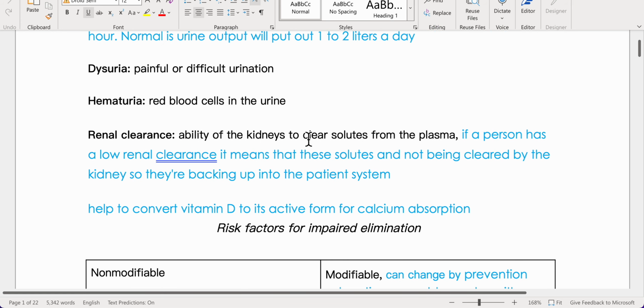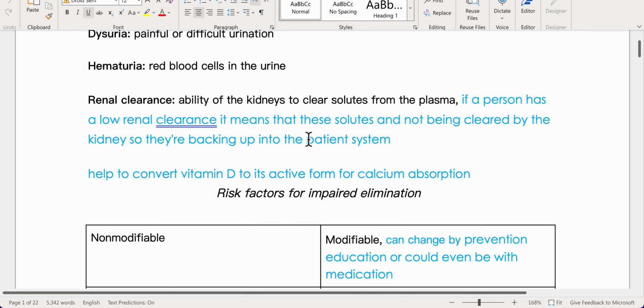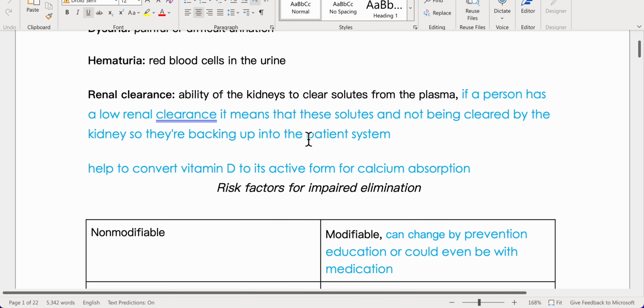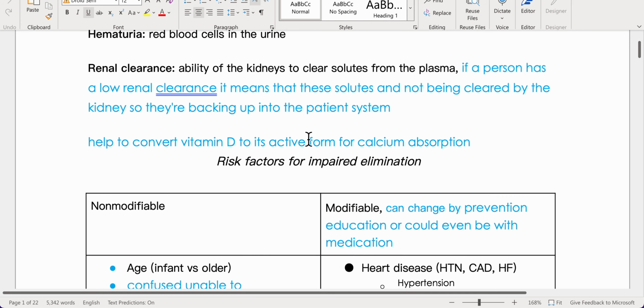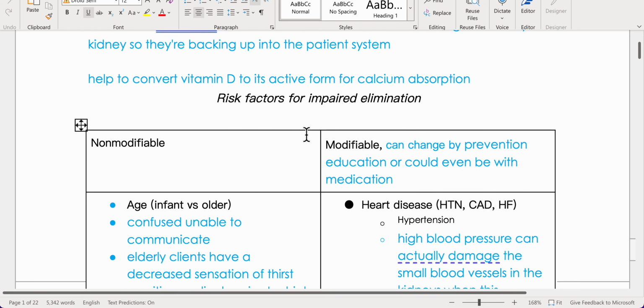Dysuria is painful or difficult urination. Hematuria is red blood cells in the urine. Renal clearance is the ability of the kidneys to clear solutes from the plasma. If a person has a low renal clearance, it means these solutes are not being cleared by the kidney, so they're backing up into the patient's system. The kidneys also help to convert vitamin D to its active form for calcium absorption.